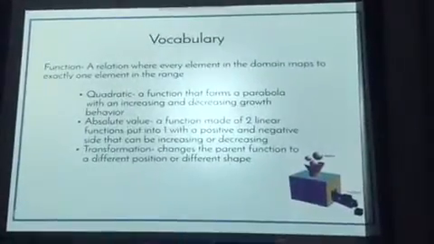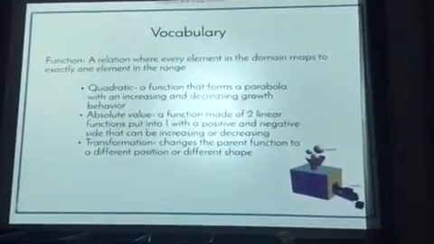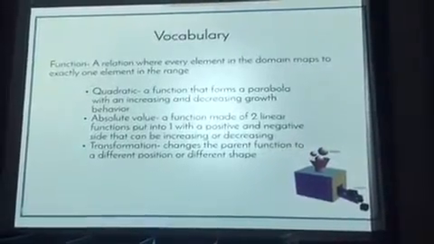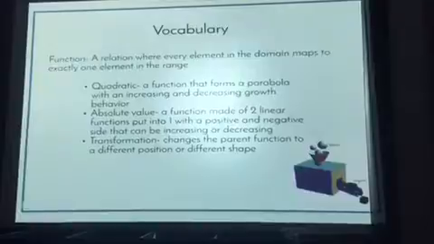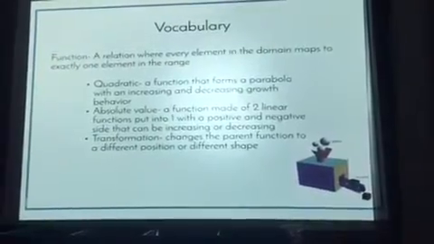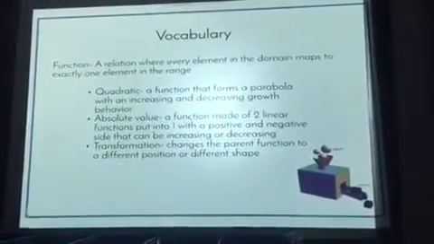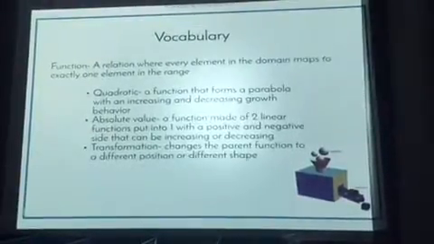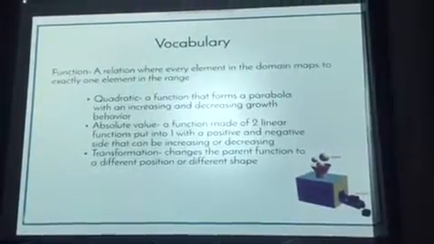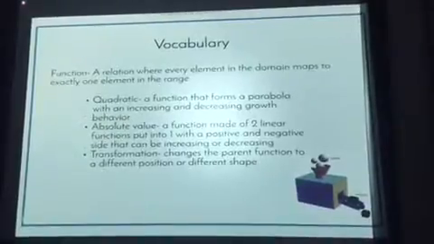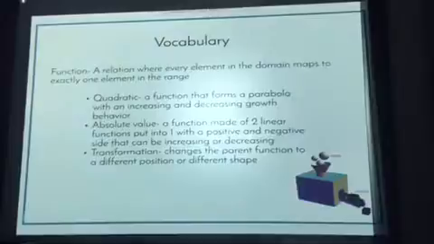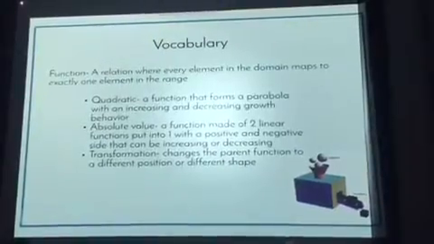Vocabulary. A function is a relation where every element in the domain maps to exactly one element in the range. Quadratic functions are functions that form a parabola with an increasing and decreasing growth behavior. Absolute value functions are functions made of two linear functions put into one with a positive and negative side that can be increasing or decreasing. And transformations are changes to these parent functions to create a different position or a different shape.